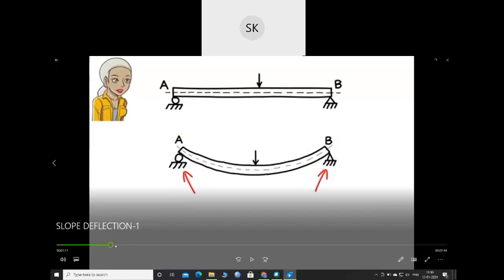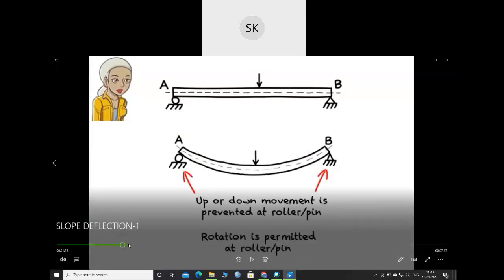So let's examine each type of support separately. First, a roller support permits upward or downward movement, but rotation is permitted at these supports. Support reactions can be calculated when the distributed load is present. To determine the support reactions, we start by replacing the distributed load with a concentrated load called the equivalent concentrated load.